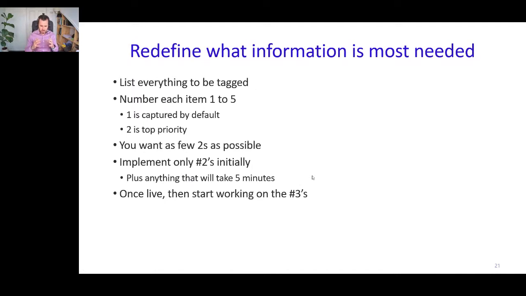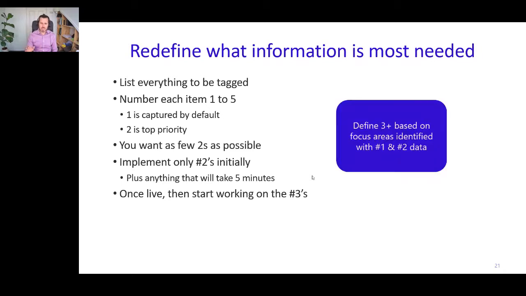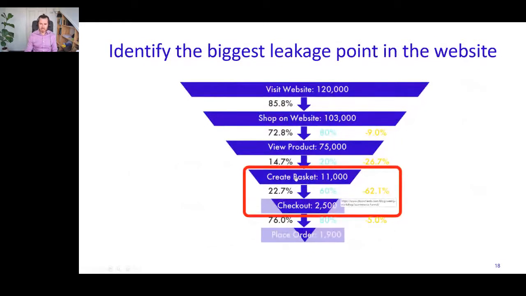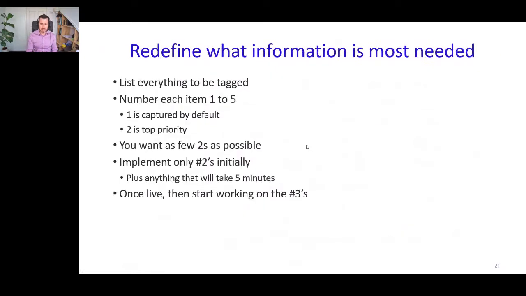So at that point, given I've captured the information, the core tracking, used to create core reports, look into the details. You can then refine what information is most needed next. Because if your issue is at this point here, creating basket, commencing checkout, versus your issue being shopping on the website in the view product stage, your business questions, what you need to focus on, what is most critical to tag next to answer those questions, does change.